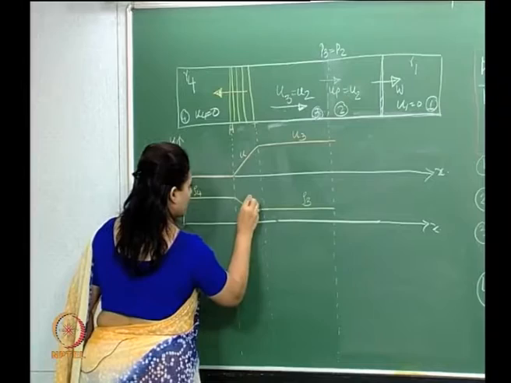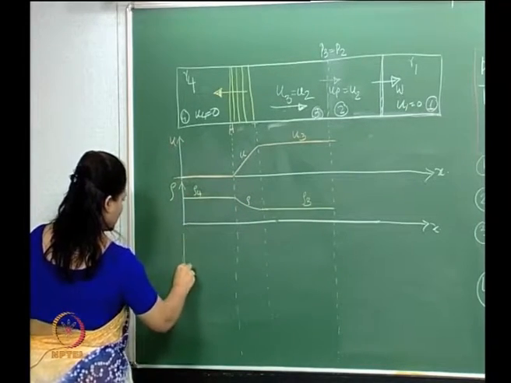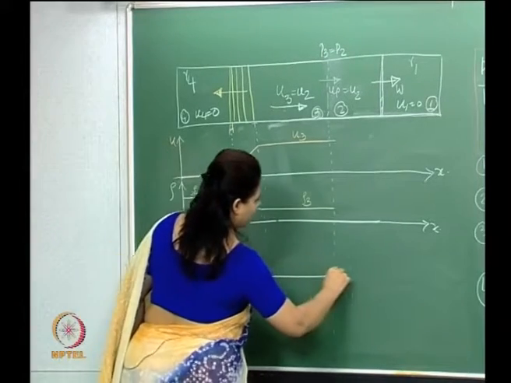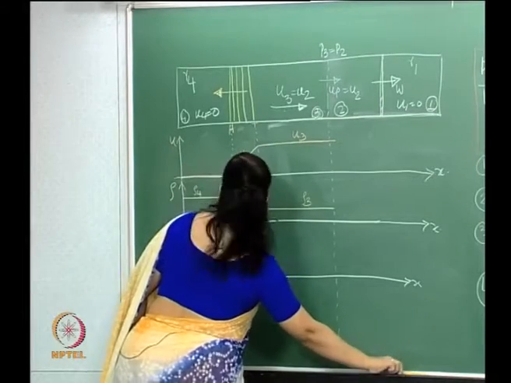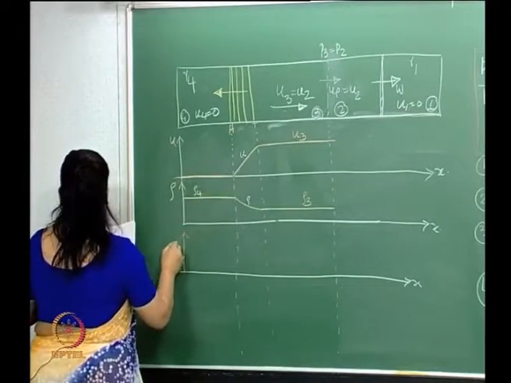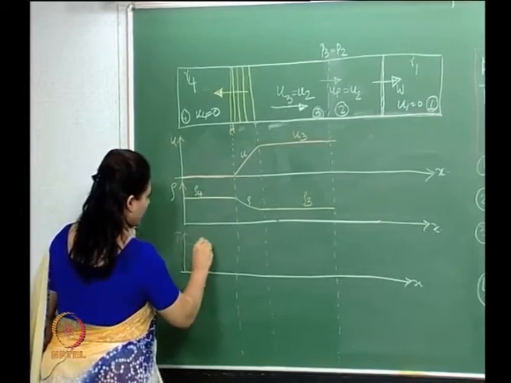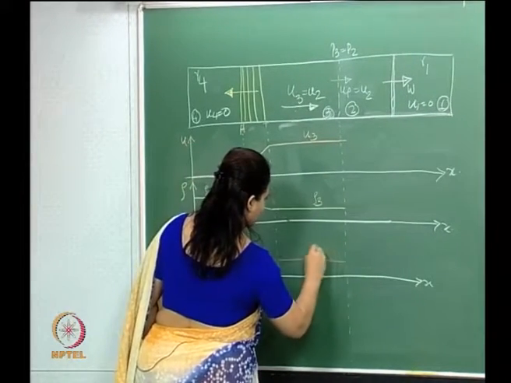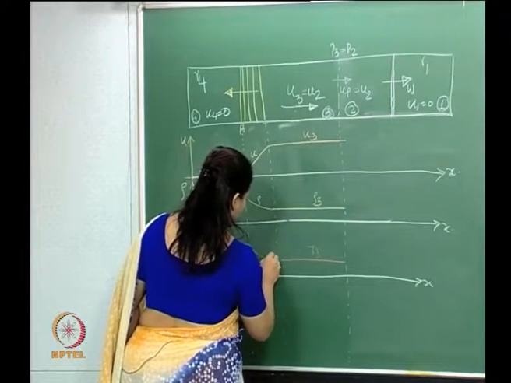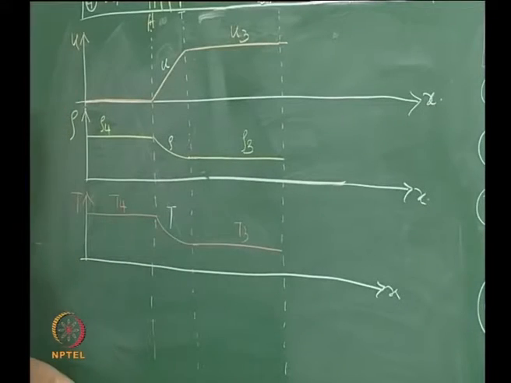So this is u, this is rho. Similarly, if I draw x again, and let's say this is the temperature. Similarly, this will follow. This is T4, and then we have T3, and again this is a nonlinear relationship. So you can see from there, and again finally the pressure.